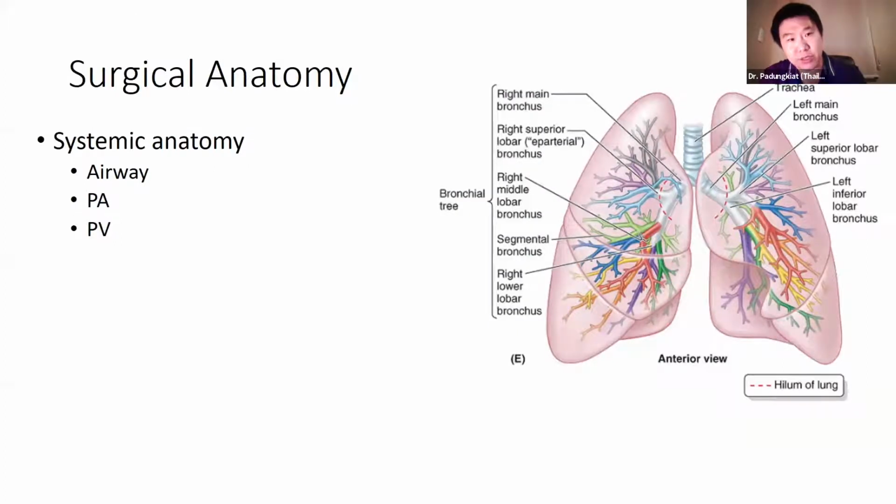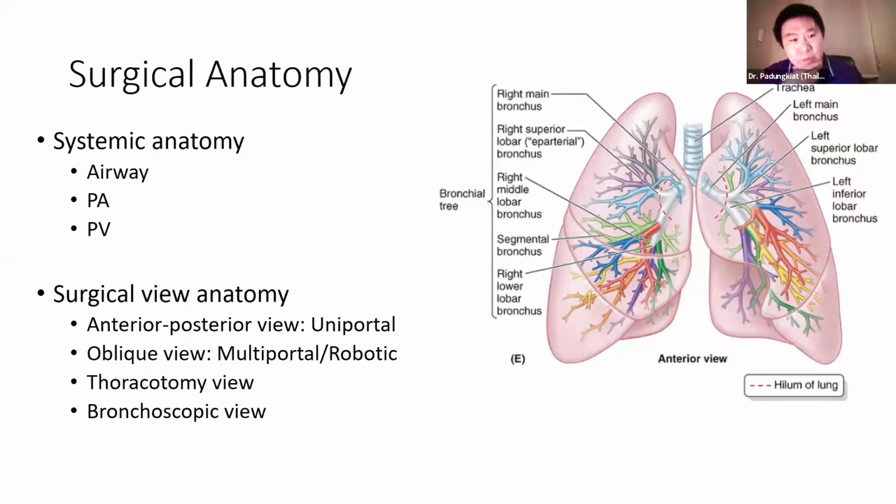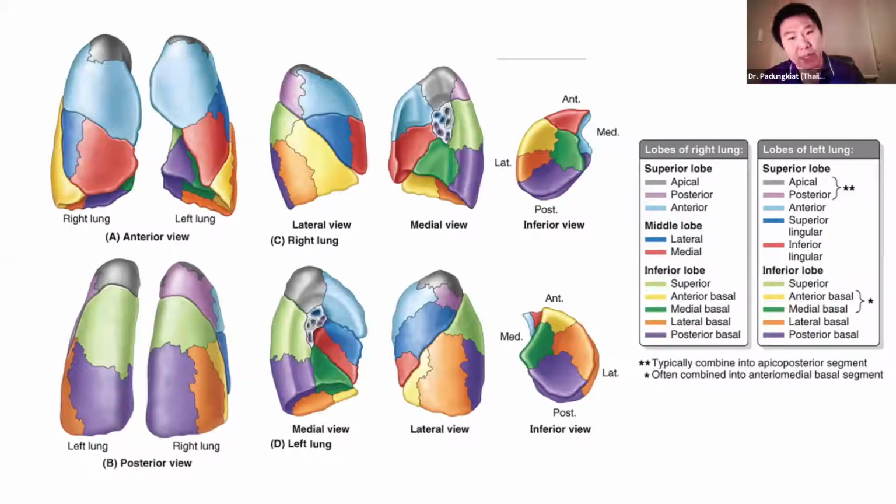So there's surgical anatomy and there's systemic anatomy. With systemic anatomy, you go through by the system: the airway, PA, and PV. But more importantly, you have to know the surgical view anatomy. Now it's different from the past, because in the past when you did a thoracotomy, you looked right down into the chest. You could flip the lung to the front and to the back easily. But when you do VATS or robotic, uniportal or multiportal, the view is so much different from the thoracotomy. Okay. But I'll start off with the systemic anatomy first.